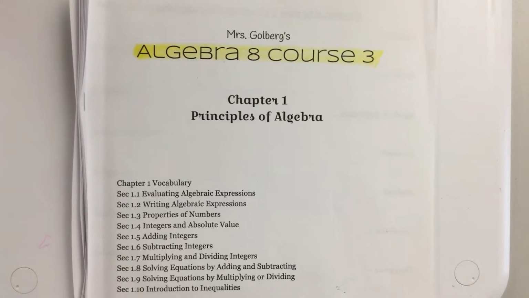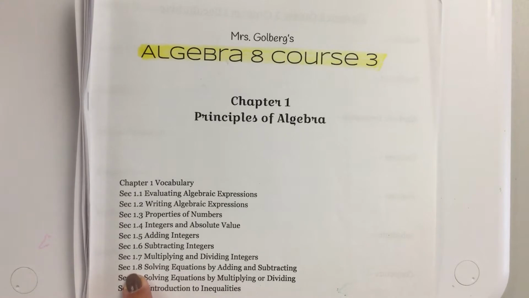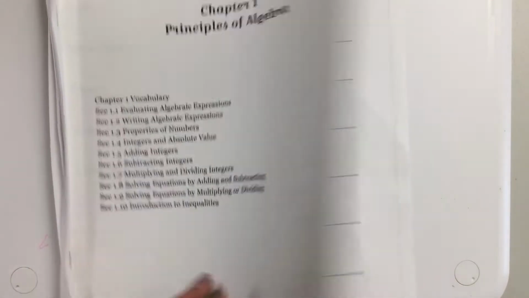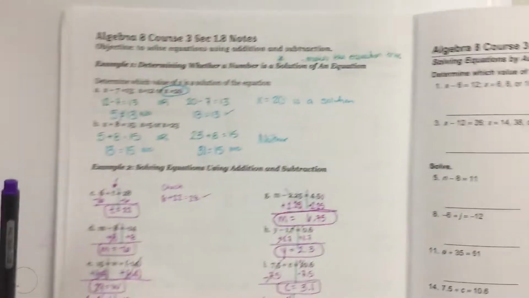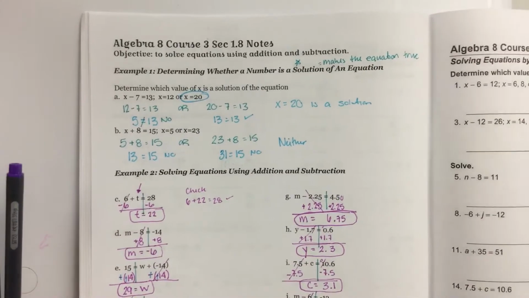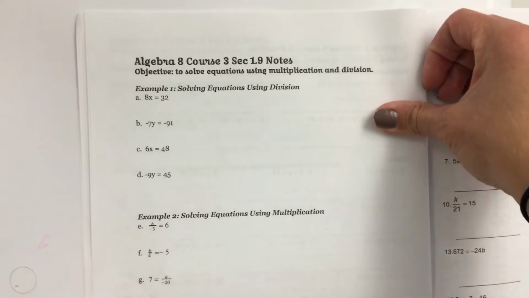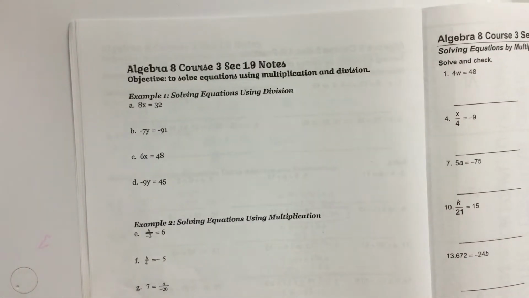Okay, Algebra 8, we are going to be doing section 1-9, solving equations by multiplying or dividing. So recently, we just did solving with adding and subtracting. So moving over here, we are going to work on what to do if we are dealing with multiplication or division. You still are going to do the opposite operation.